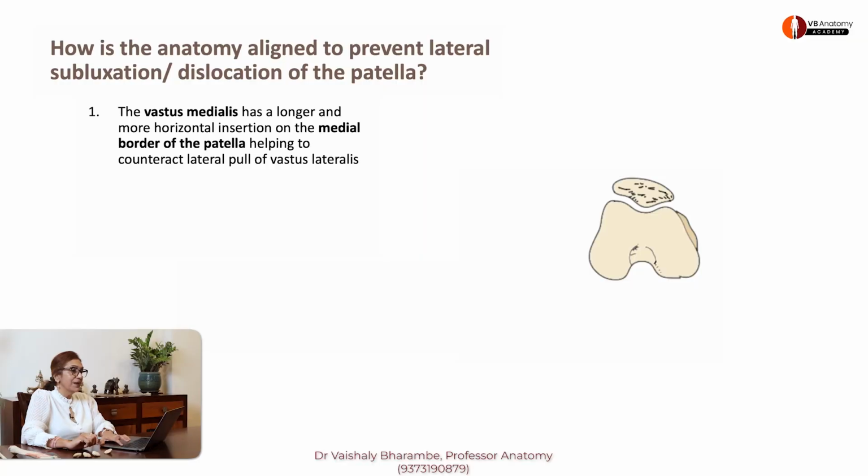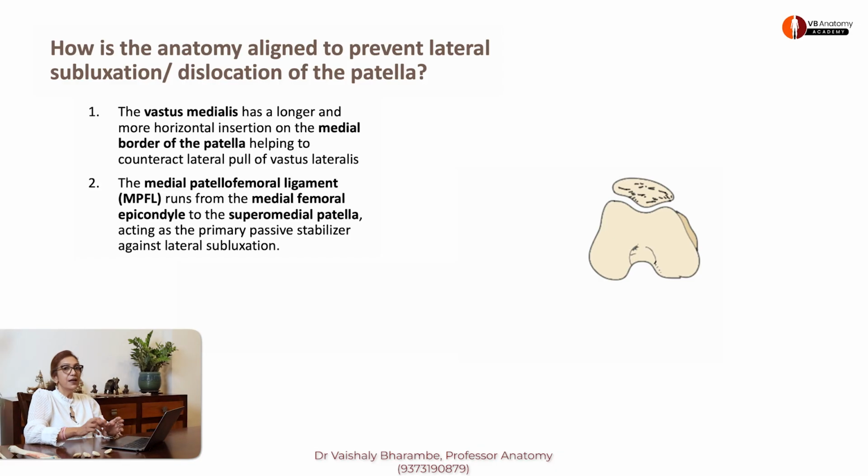How is the anatomy aligned to prevent a subluxation or dislocation? We've done this today. We're just going to run through the points once more. Vastus medialis has a longer attachment of patella compared to lateralis. So it will hold on to the patella, preventing lateral subluxation. Second, medial patellofemoral ligament.